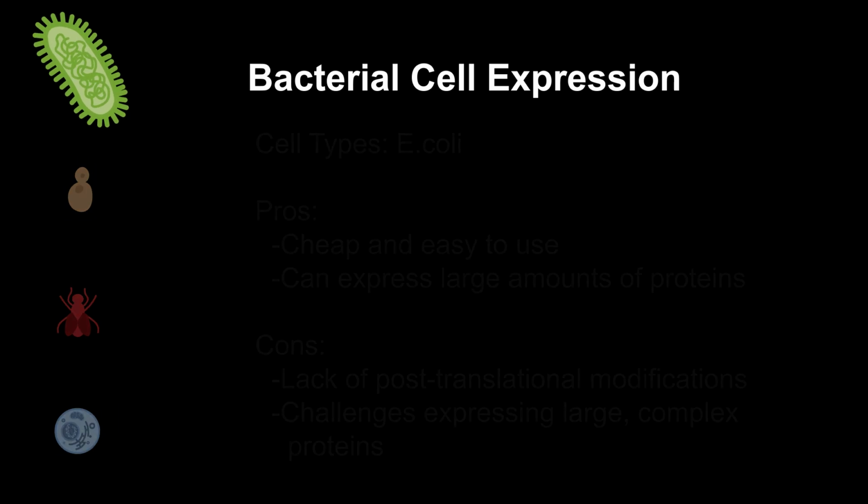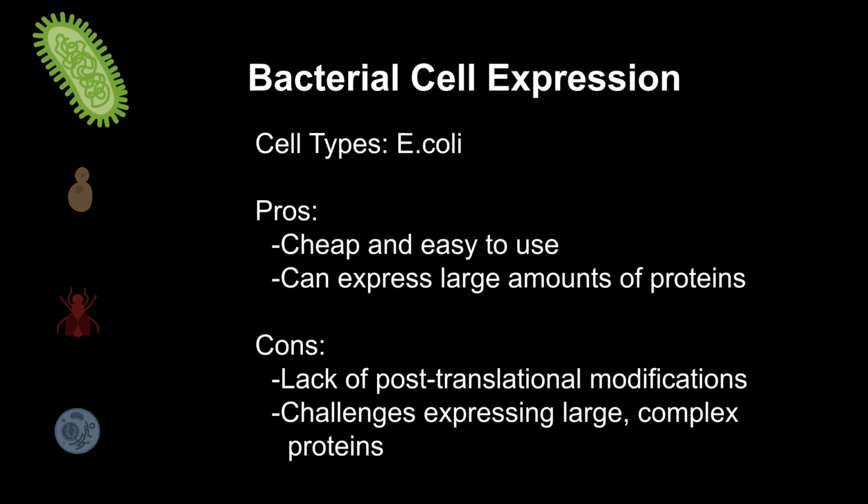In bacterial cell expression, scientists typically use E. coli cells for overexpression of recombinant proteins. E. coli are cheap, easy to use, and can express large amounts of recombinant proteins. However, some drawbacks to using bacterial cell expression are the lack of post-translational modifications compared to animal cells, challenges in expressing larger or more complex proteins, and the effects on protein folding that may cause the proteins to easily degrade.